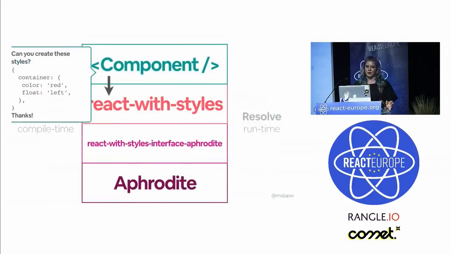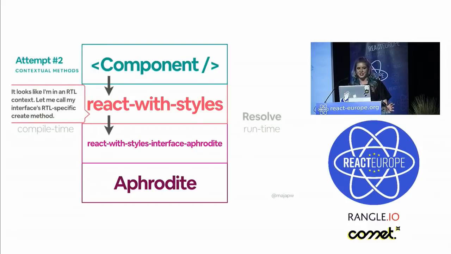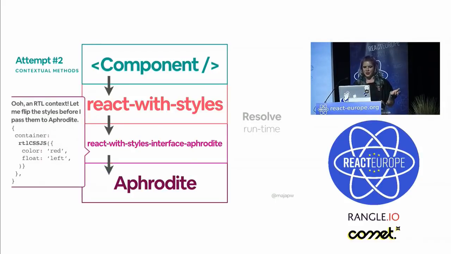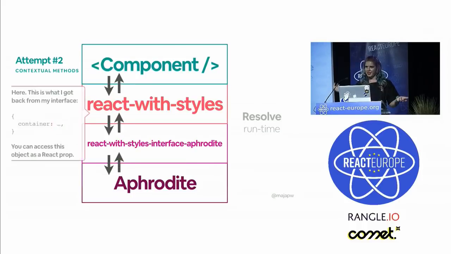So going back to our stack, the component would ask React with styles to deal with this class definition. React with styles would call its interface's right to left specific create method when it was in that context. Then the interface would simply flip those styles in place, pass that to Aphrodite, and we'd get that same style definition back up the tree that we could reference as a prop.